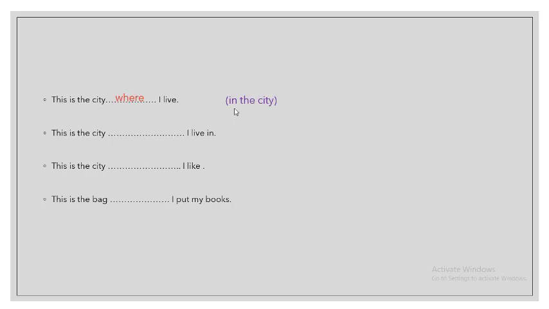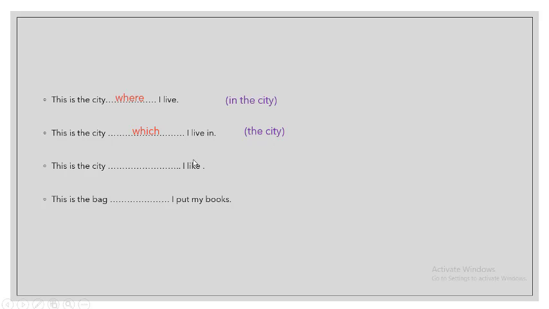See the next example. This is the city I live in. I live in where? The city. And here, your answer has no preposition, right? So you will not use where, but you will use which. So like this: this is the city which I live in. Why did I use which? Because you said I live in and your answer is the city.